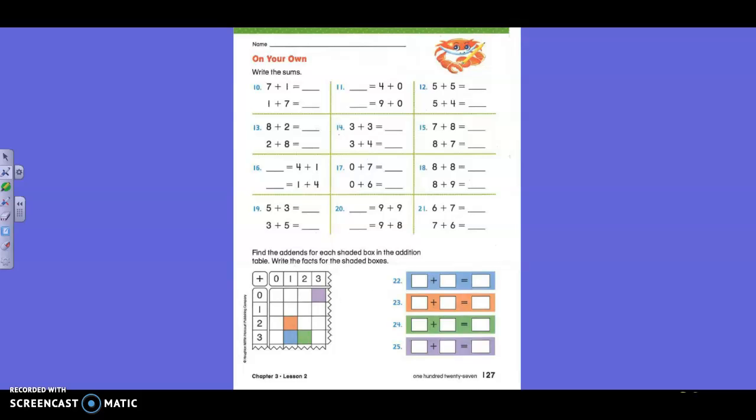This says, find the addends for each shaded box in the addition table. Write the facts for the shaded boxes. Okay, so blue, you need to go to the blue, it's the number 22. You need to go to the blue box. The blue box is right down here, right? You're going to go to the left to see what number you need to write first in the first blank. So going left, what is that number? 3. So we're going to write a 3 in the first box for the first add-in, okay?